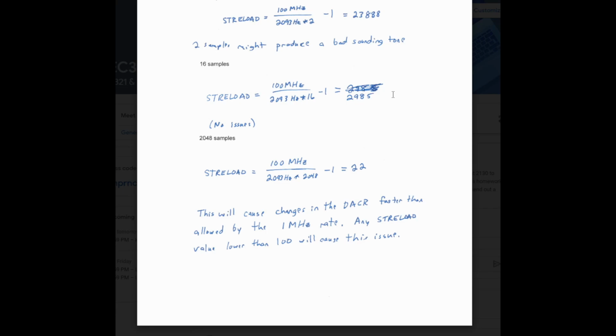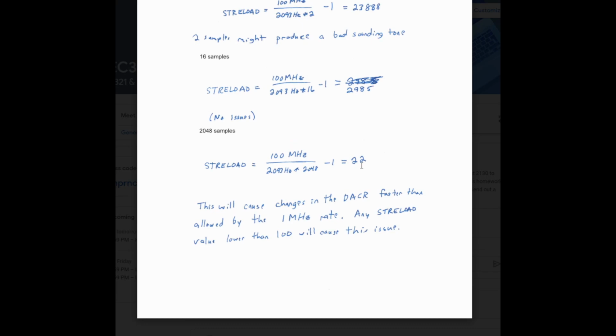2048 samples. Now we're going to have ST reload equals 100 mega over 2093 hertz times 2048 samples minus 1, which gives us an ST reload value of 22. And the problem here, this is a little bit in the weeds, is that we can only update the DAC at a 1 megahertz rate. At 100 megahertz divided by 22, we're actually going to be updating the DACR at roughly a 4 megahertz rate. So 4 million times per second. This is faster than it can be updated.